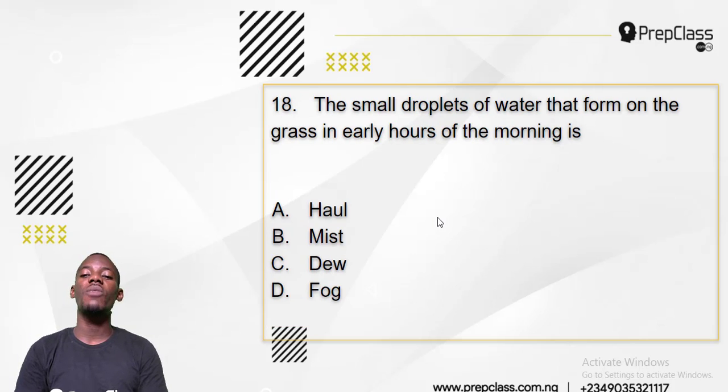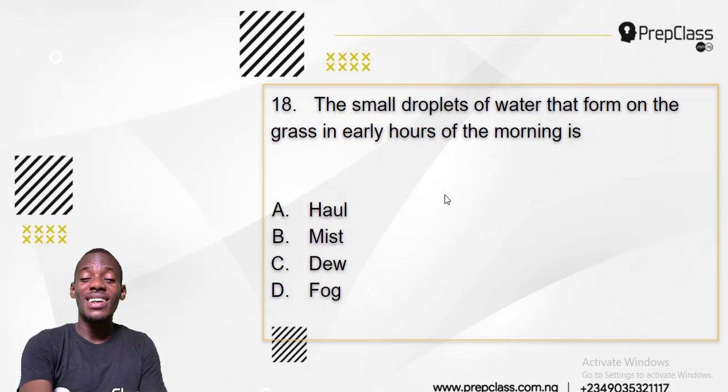The small droplets of water that form on the glass in the early hours of the morning is what? Do you have any idea? When you wake up in the morning and you stretch, oh, it's a new day, and you look outside at the glass of your car, or you look at the window, you will see that there are small water droplets. That's a very simple question, right? Now, is it oil, or mist, or dew, or fog? Do you know the answer to that question? It's very simple.